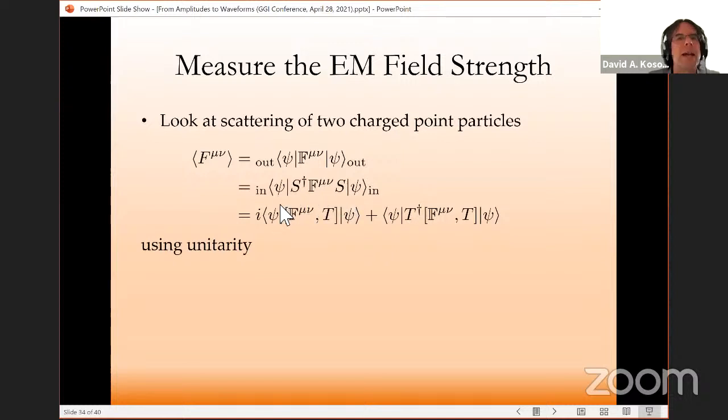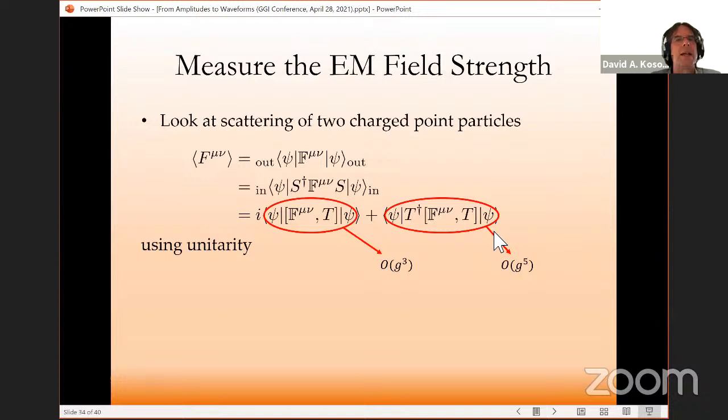And again, writing out the S matrix and using unitarity, we come up with a formula which is very reminiscent of the formula for the impulse. And again, there are two terms. This is an all orders formula. At the lowest order, which is here, G cubed, it involves the T matrix, and at higher orders we will also have contributions that involve two powers of the T matrix, which start at order G to the fifth. And again, it's similar in its structure to the expression for the impulse, delta P.